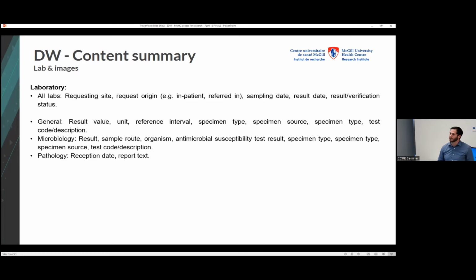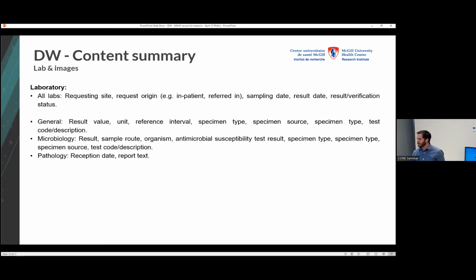For general, we have the result value, unit, reference interval, specimen type, specimen source, test code, and the description. So basically it's a number with the description. And we also have the abbreviation of that code. And this is the standard; we're not using LOINC. That maybe would be nice to switch to LOINC.